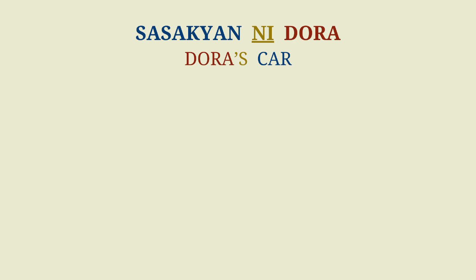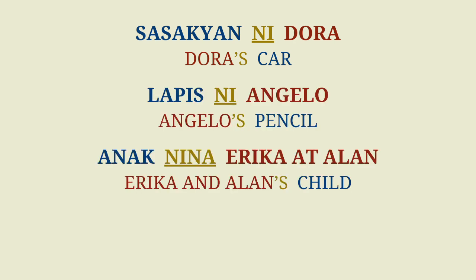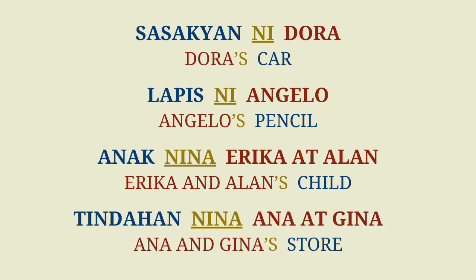Halimbawa, sasakyan ni Dora, lapis ni Angelo, anak nina Erika at Alan, tindahan nina Ana at Gina. Take note that we place the object followed by the owner.